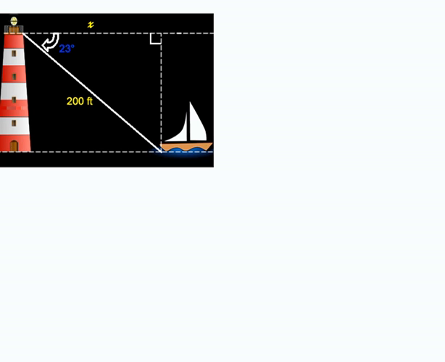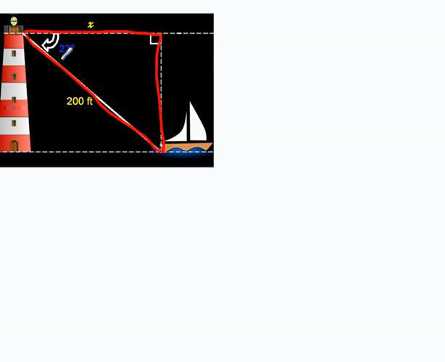Now let's apply that to a problem. We're off in our little sailboat this weekend, and we look up to the top of a lighthouse, and we are told that our line of sight, and this is our line of sight, is 200 feet. And from that horizon, looking down from the lighthouse, we see a 23-degree angle. Notice we have a nice big right triangle with a right angle.